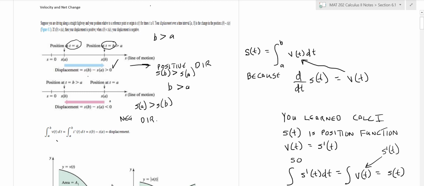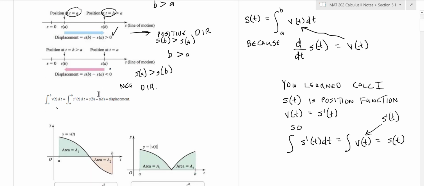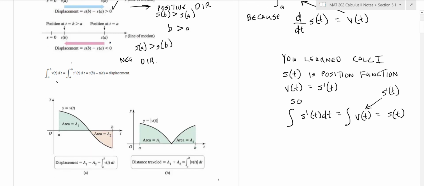Okay, whatever that is. Typically, if you're going to the right, that's the positive direction. If you're going to the left, that's a negative direction like that. All right, so the displacement is S of B minus S of A, where B is a later time than time A is. Okay, that's the idea. So let's look down at this diagram.